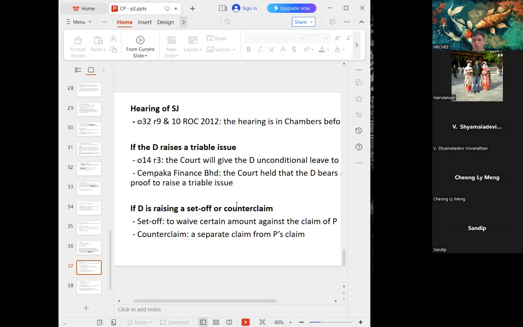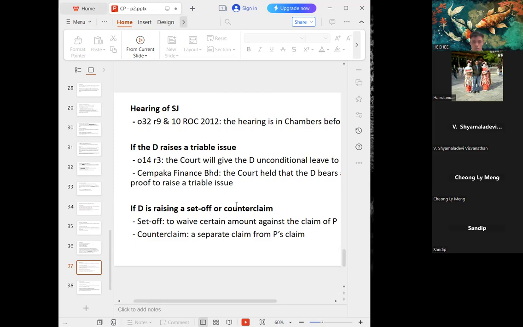So let's say right now today I'm suing A for owing me 1,000 ringgit. And now A raised the defense that, hey, friend, I already repaid you 200 ringgit. So, okay, since I agree there's a fact that he repaid me 200 ringgit, my final claim will go from 1,000 to 800. That is the set-off.